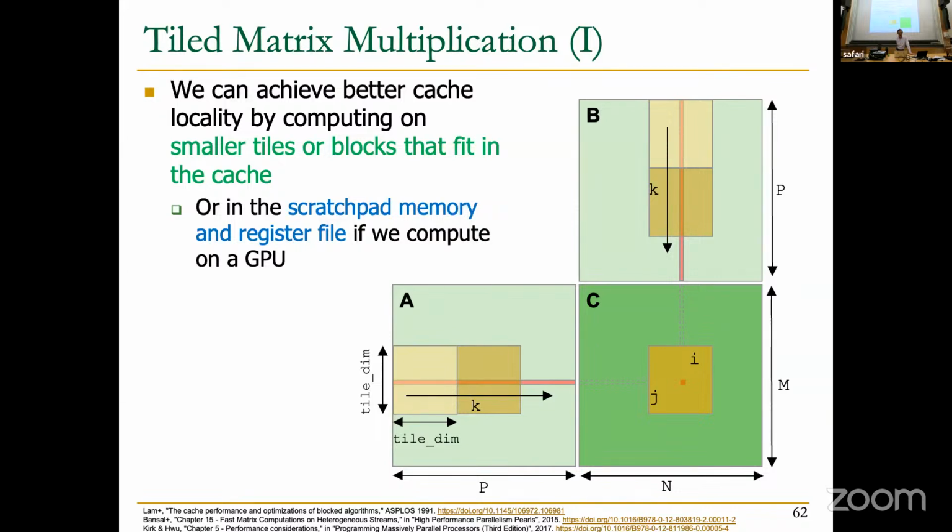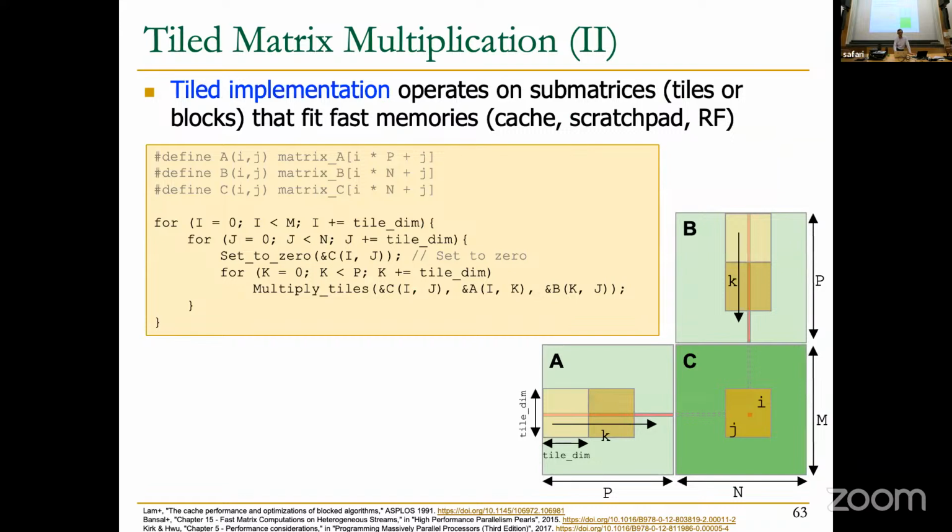Makes sense, right? If your matrices are large, clearly you're going to get a lot of cache misses in this. Of course, this requires more work. Basically, this is the tiled implementation. You can see that the loop iterations are divided into tiles. Basically, you operate on sub-matrices as opposed to the matrices. And hopefully, these sub-matrices fit in the cache, scratchpad, register file.